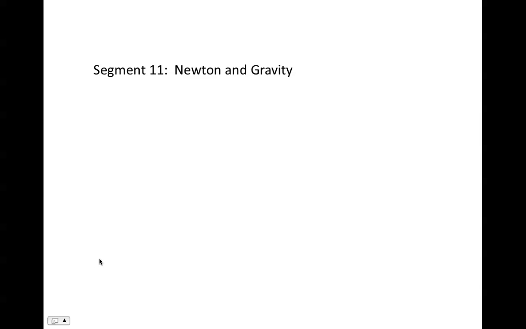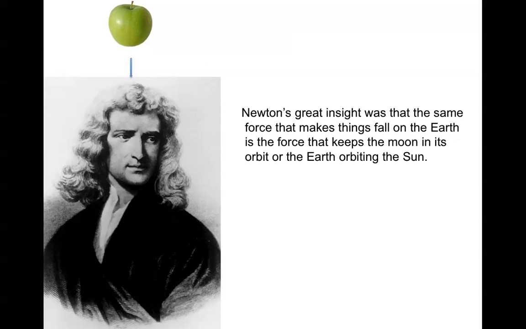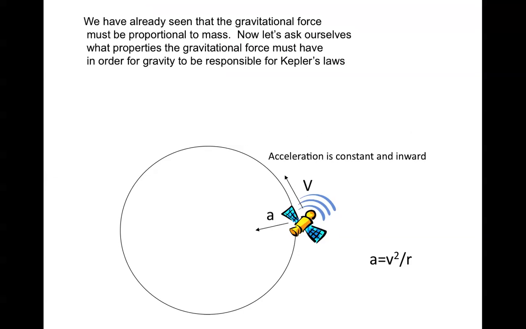Segment 11, Newton and Gravity. Newton's great insight was that the same force that makes things fall on the Earth is the force that keeps the Moon in its orbit, or the Earth orbiting the Sun. The legendary apple falling on Newton's head was the inspiration for this insight.